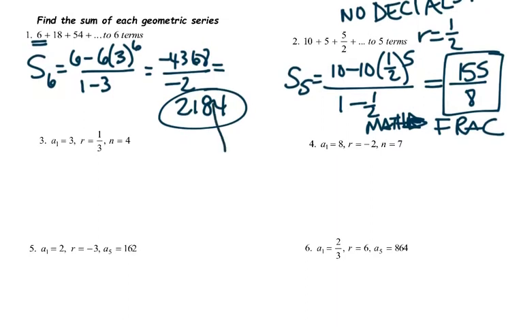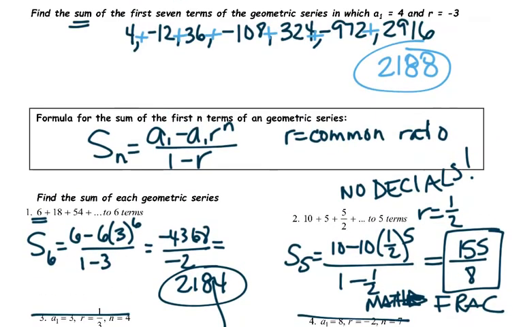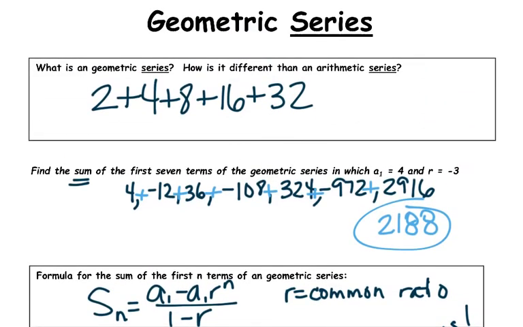Okay, we've got a couple more here, but I'm going to let it go because they're all kind of the same thing. Every once in a while you might have to use the first formula to find something that you're missing, but otherwise you can just plug them into the sum formula for geometric series.